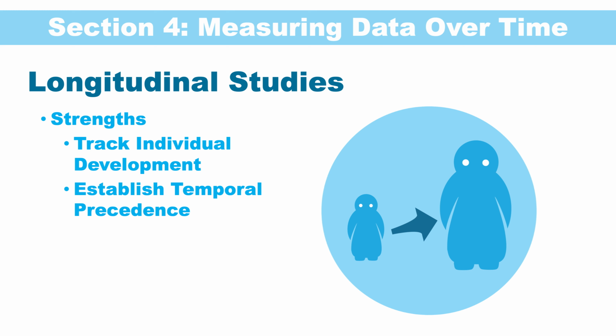for identifying causal relationships. Some limitations include that it's time-consuming and expensive. Tracking participants over years or decades requires significant resources. And there's often high attrition, which is when participants may drop out of a study, which can lead to biased results if the dropouts differ systematically from those who remain.